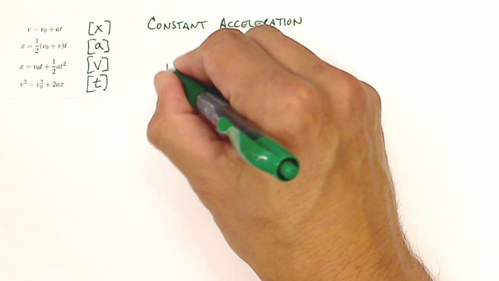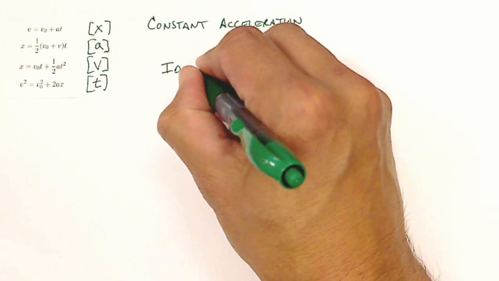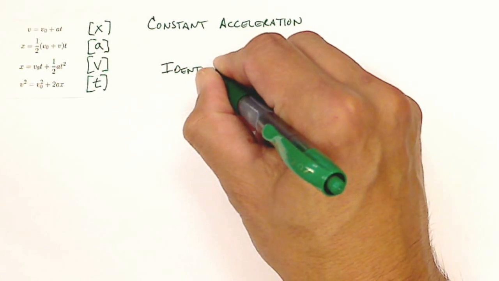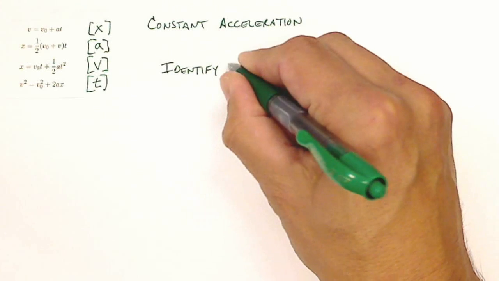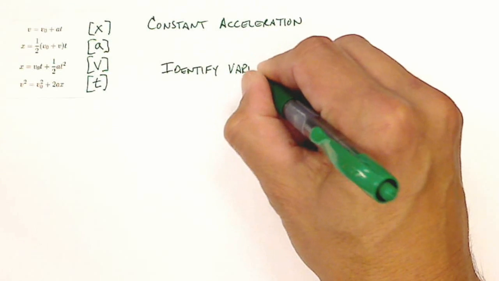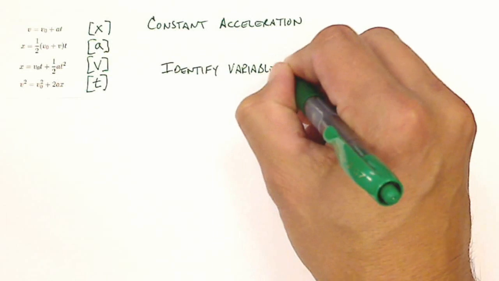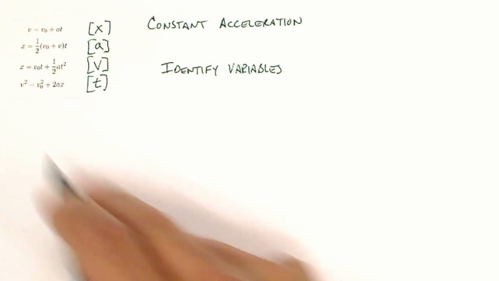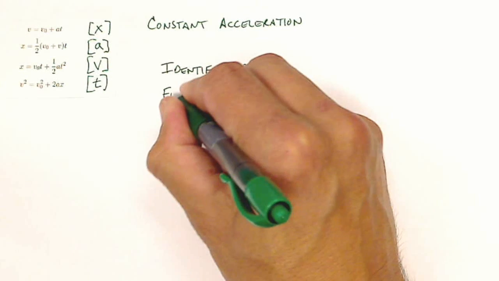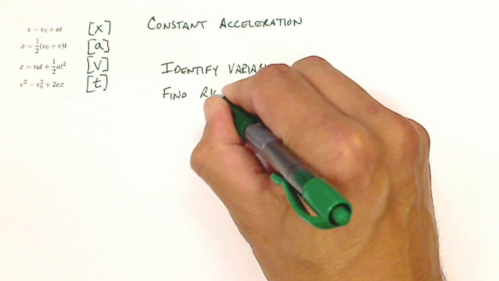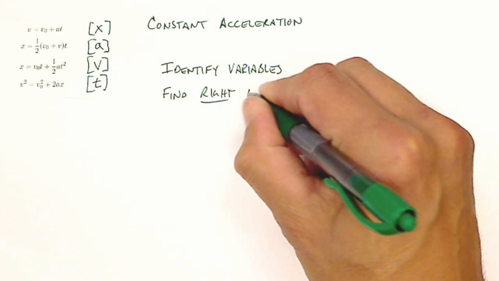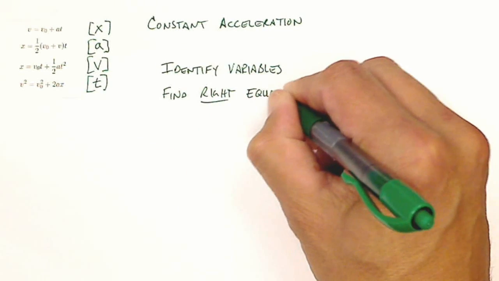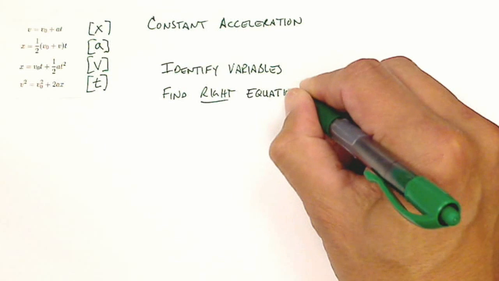So you're going to identify variables so that you can write down anytime you see a number. You're going to write it down with units and figure out which variable it is. You are going to find your equation that relates the variables. So you're going to find the right equation, and then you can substitute in your values and solve.